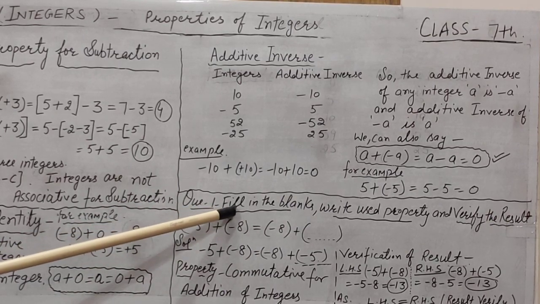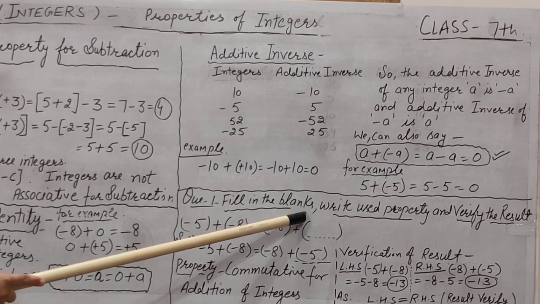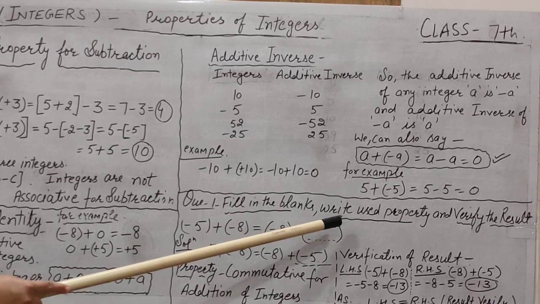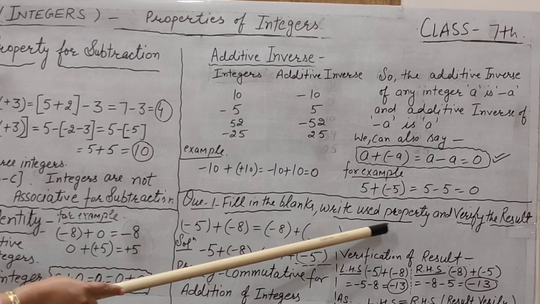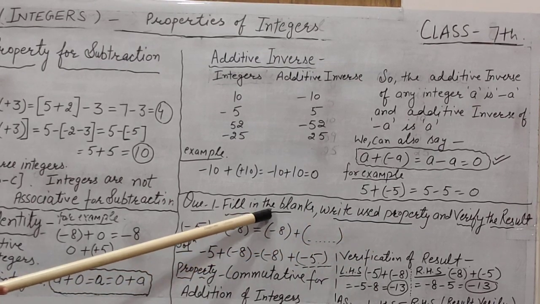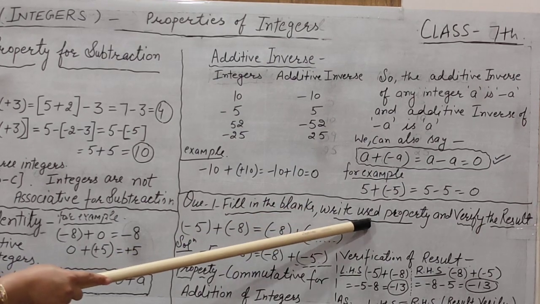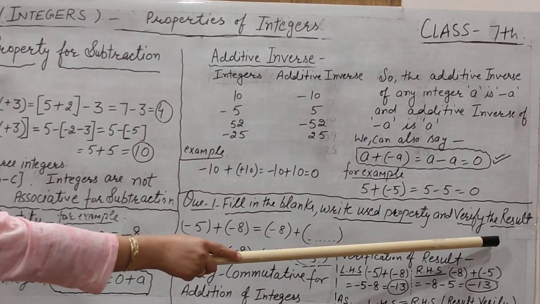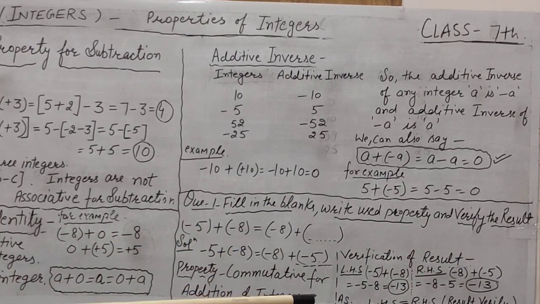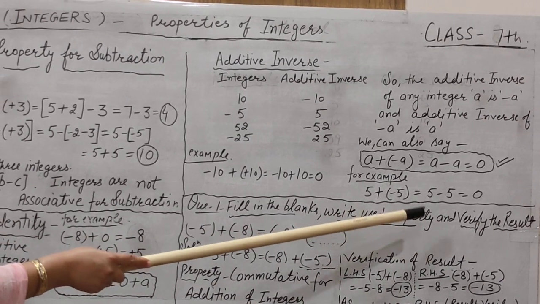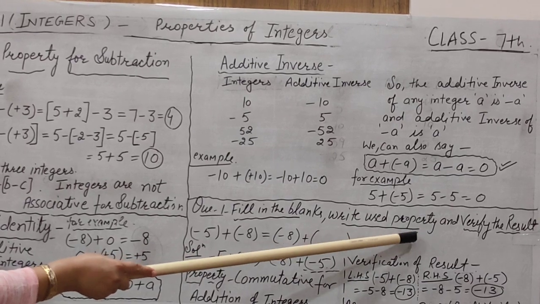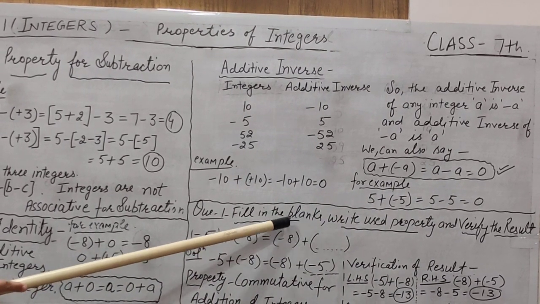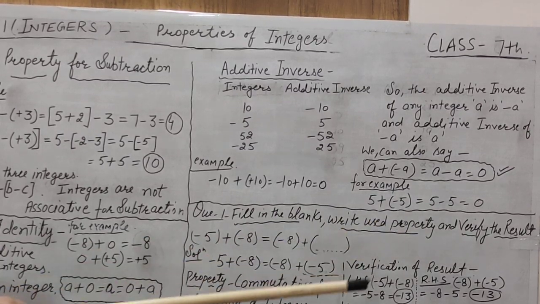Now the question is filling the blanks. The second question is related to the next part: write the used property. When you fill any blank, what kind of property is used? Next, verify the result. Verify the result means showing why the property is satisfied, that is, the one used to fill the blank. You have to write all these three answers.